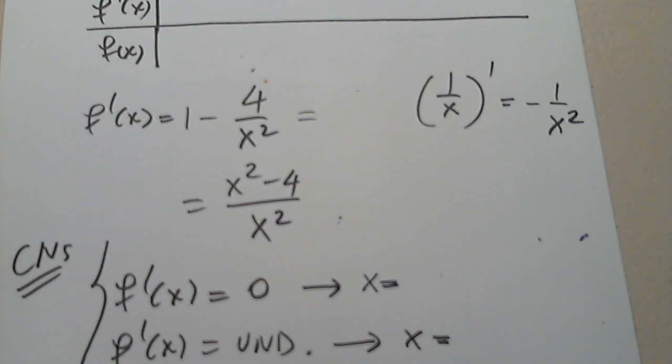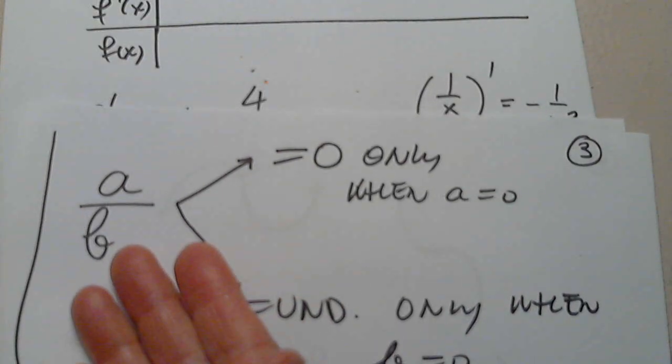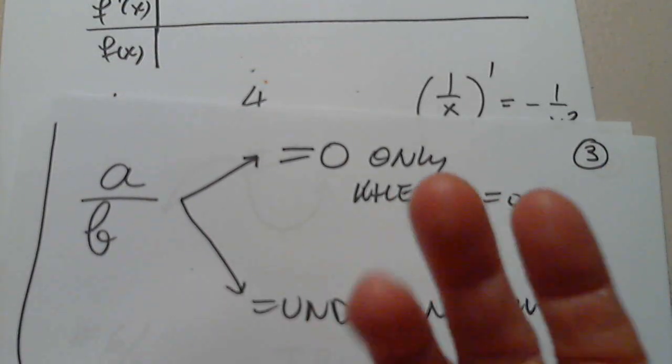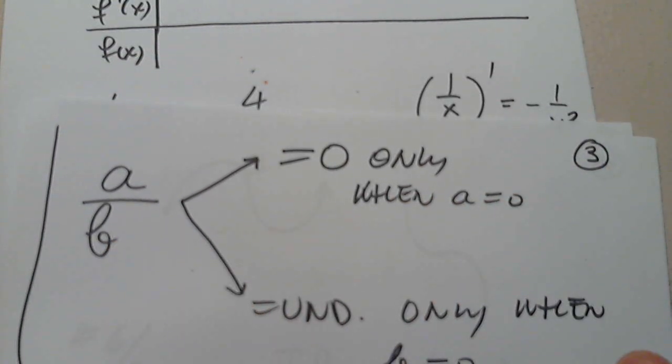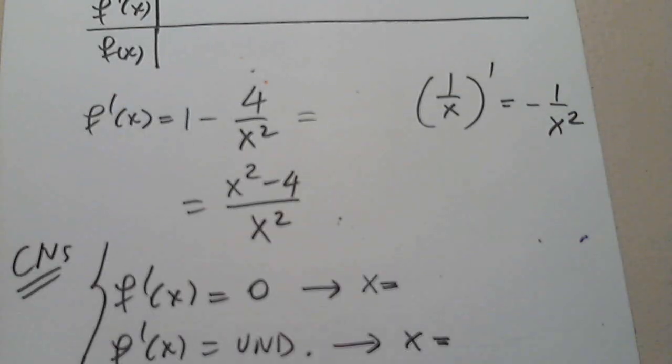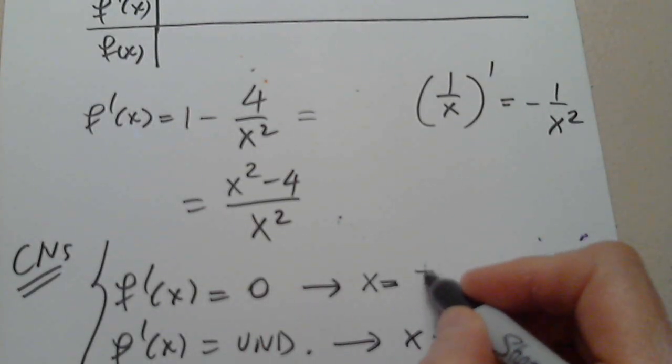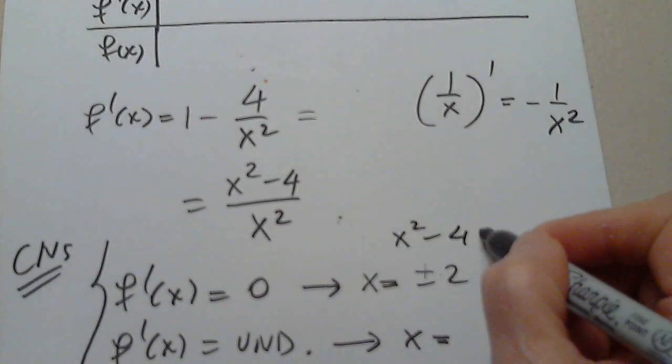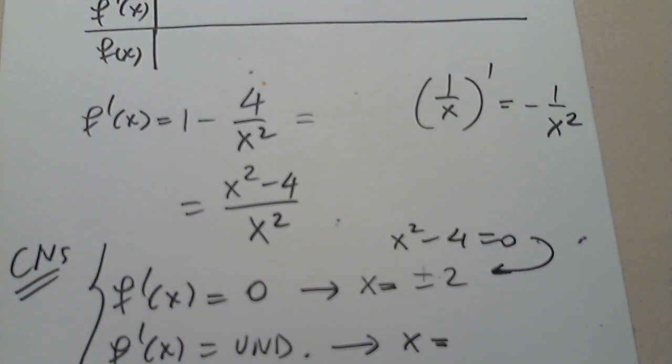We had this situation last time. A fraction is 0 only when the numerator is 0. A fraction is undefined only when the denominator is 0. So for the first part, would it be 2 and -2? Excellent. Because x squared minus 4 equals 0 means plus or minus 2. And the other one? It'll only be if it's 0.